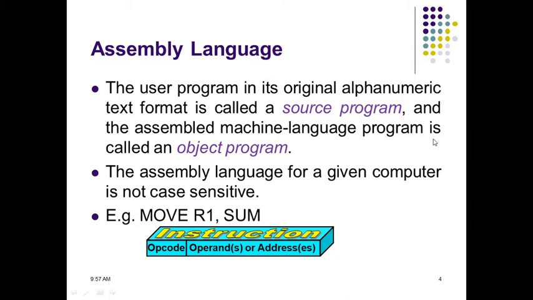When you write your program, that original program, or the user program, is known as the source program, and the assembler will convert that source program into assembled machine language instructions. That is known as the object program. So you can say that the assembler will convert the source program into the object program. The object program is nothing but the assembled machine language program.